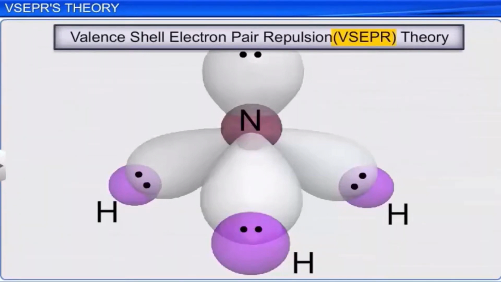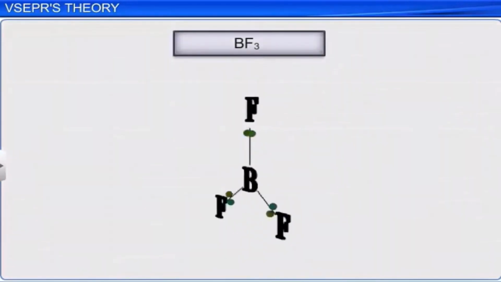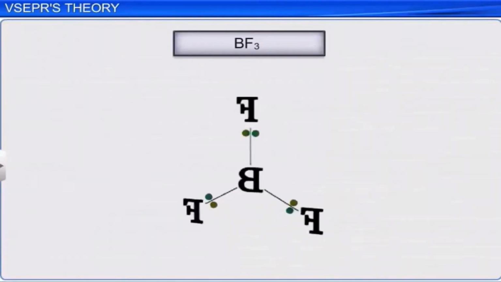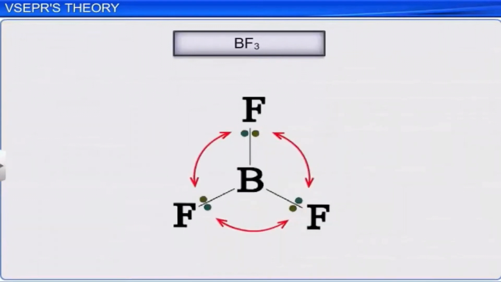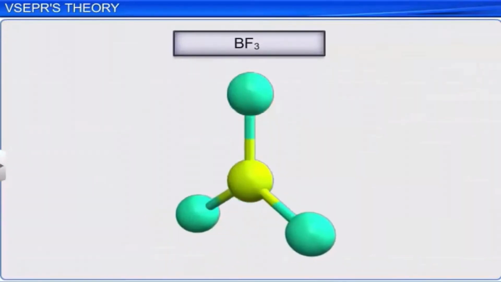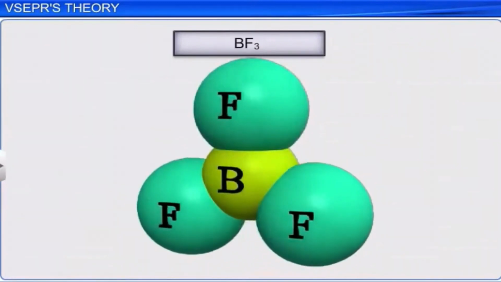It was further developed and redefined by Gillespie and Nyholm in 1957. The valence electron pairs surrounding the central atom in a molecule mutually repel each other. Thus, these electron pairs surrounding the central atom arrange themselves in space in such a way as to minimize the repulsions, giving the molecule a definite geometry. Molecules in which the central atom is surrounded with only bond pairs are said to possess definite geometry, as in the case of BF3.